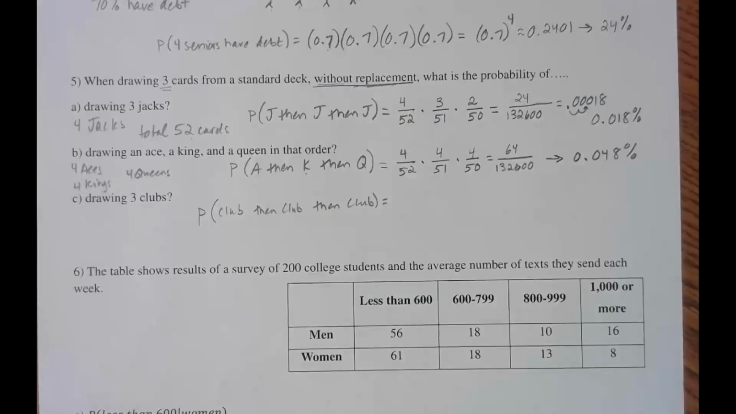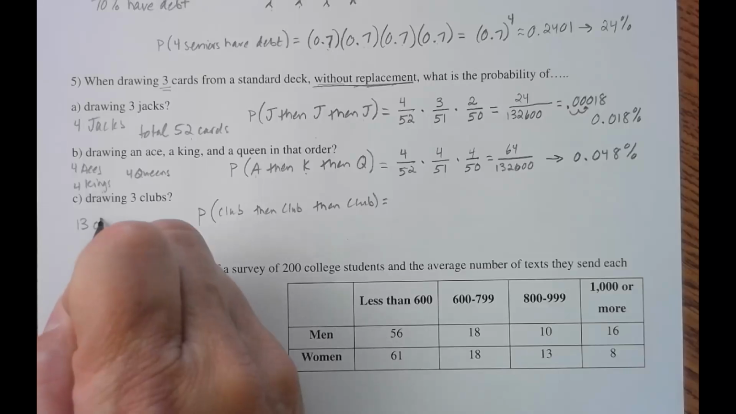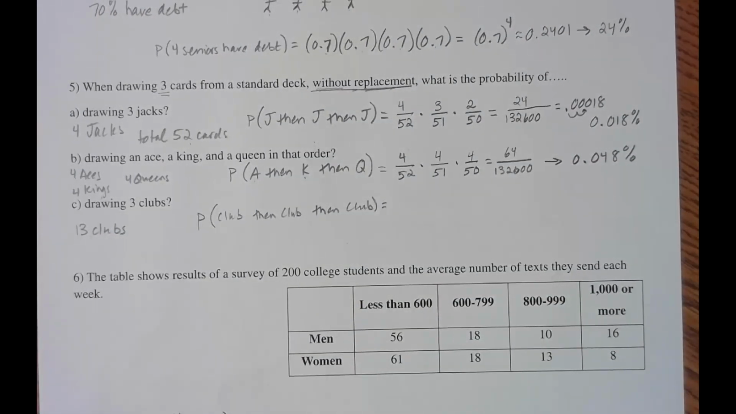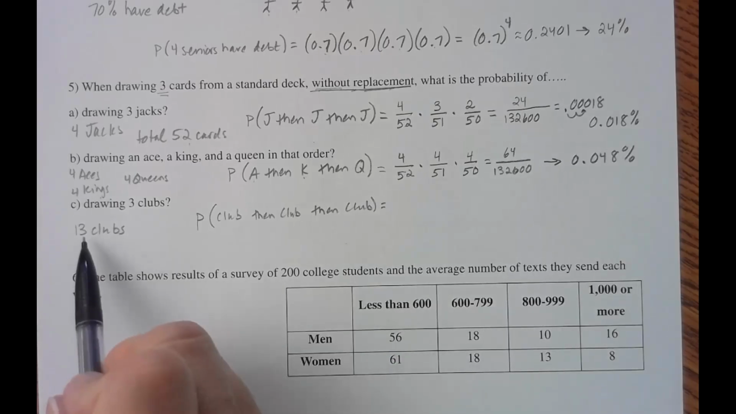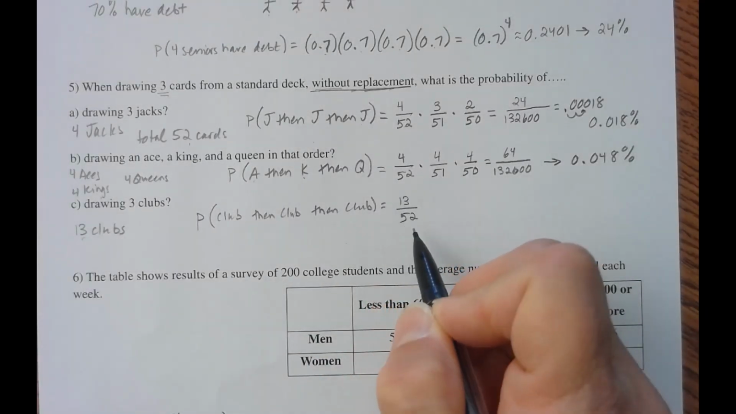There are 4 suits in a deck. There are diamonds, hearts, clubs, and spades. Each suit has 13 cards. So there are 13 clubs in the deck. So the first time I draw for a club, I have 13 chances out of 52.